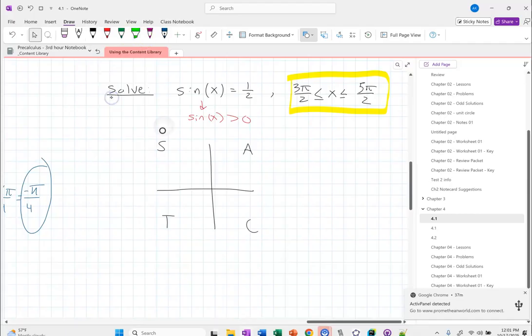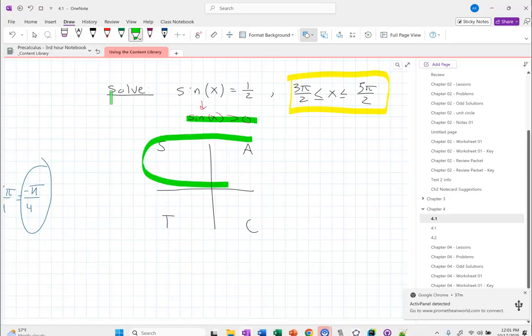If I go back to All Silly Turtles Crawl, what two quadrants is sine positive in? A for all and S for sine. So quadrants 1 and 2. Everybody's okay there?